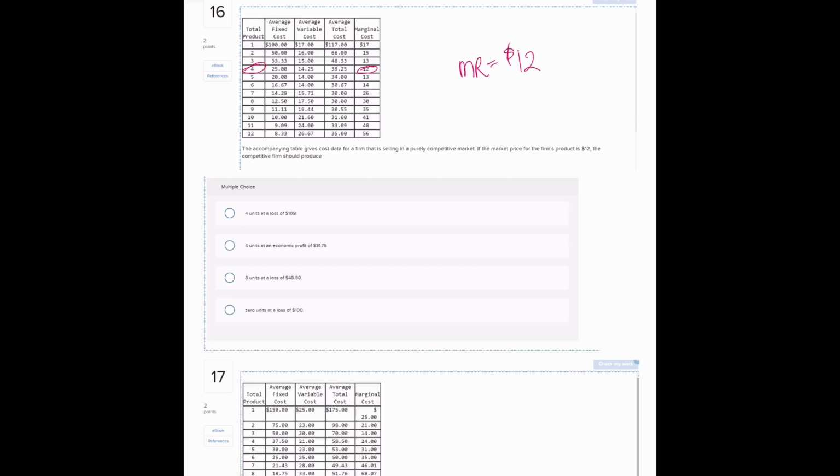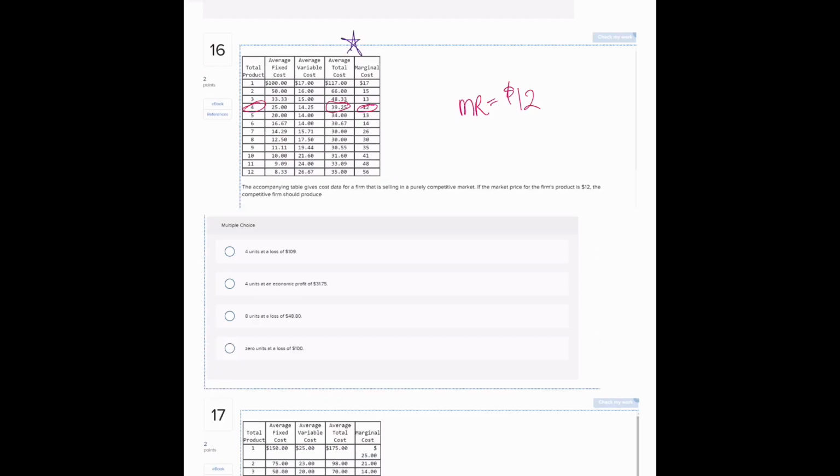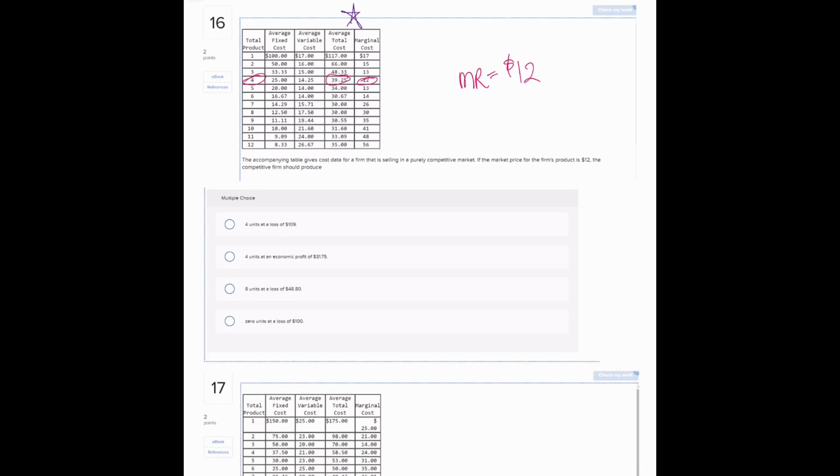Now, they ask you whether there's profit or loss. So here we've got our marginal revenue equal to marginal cost at 4 units. However, what we want to know is, are we covering our average variable cost? Should we be producing at all? And if so, what would be the loss or the gain? So right away, it's easy to see that at $12, the loss minimizing or profit maximizing output would be 4 units. However, the key here is recognizing that the average variable cost is equal to $14.25 per unit.